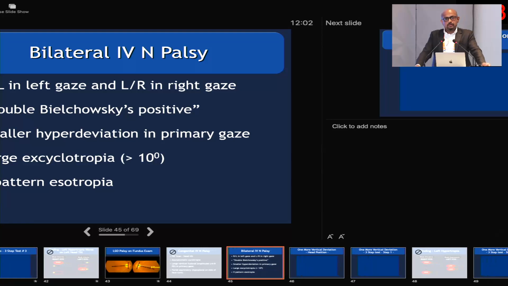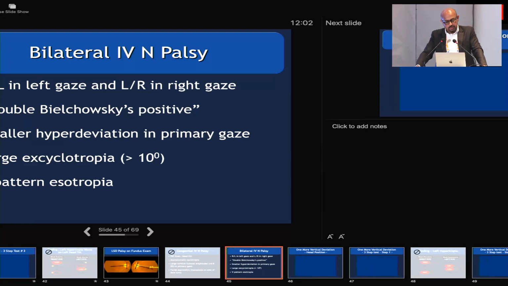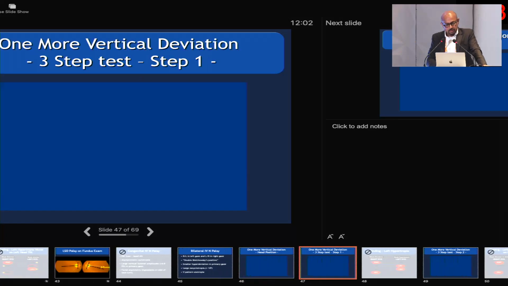What about bilateral fourth nerve palsy? Again, the patient can have a vertical diplopia, but here there will be right hypertropia in the left gaze and left hypertropia which increases in the right gaze. The patient can have a small hyperdeviation in primary gaze if there is an asymmetrical palsy. The patient would have a large excyclotropia with a V pattern esotropia.